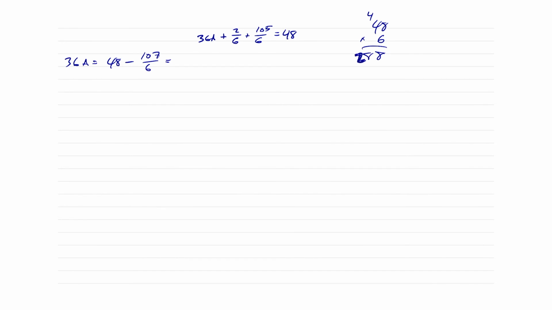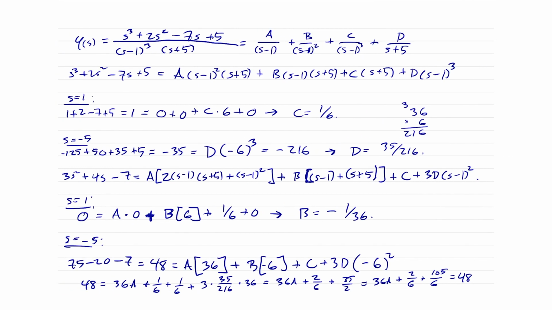That should be it, right? 24 plus 4 is 28. Okay, so that gives me 288 over 6 minus 107 over 6, and so that gives 181 divided by 6. And then A is equal to 181 divided by 6 times 36, which we already determined was 216.